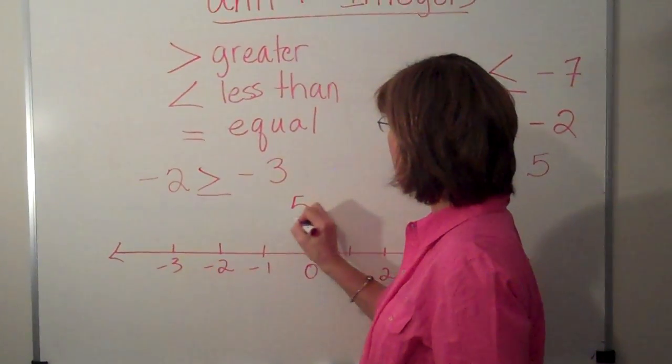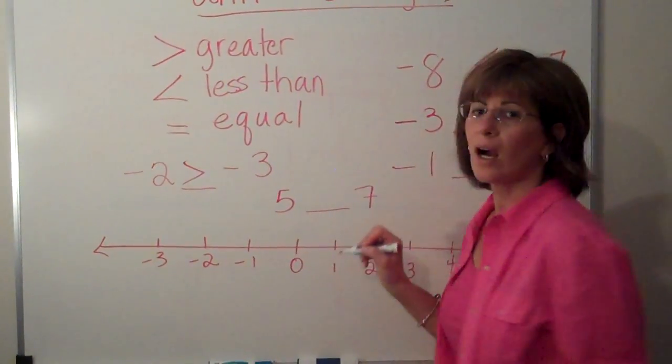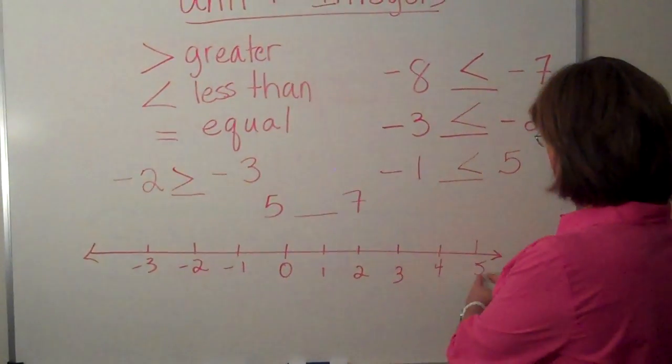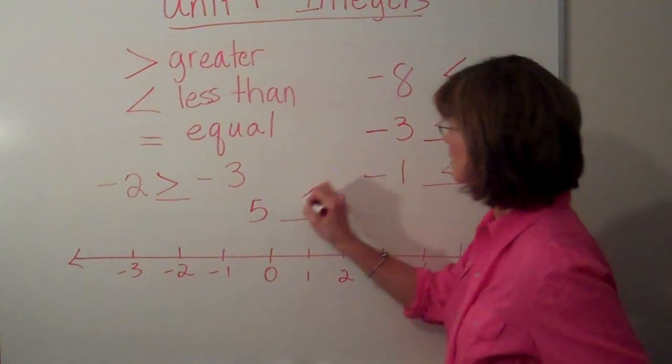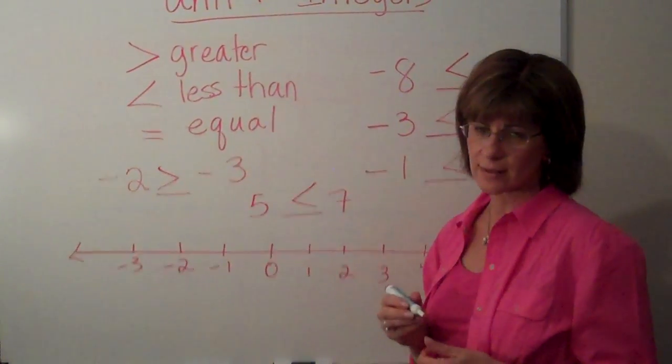And of course 5 and 7 are easy. You know that 5 is smaller than 7. So we're going to put it in like that.